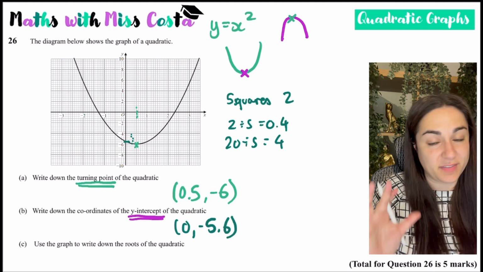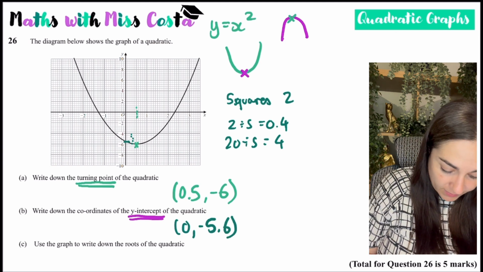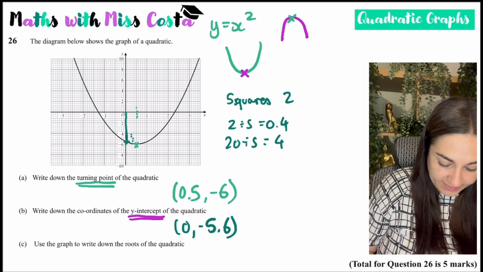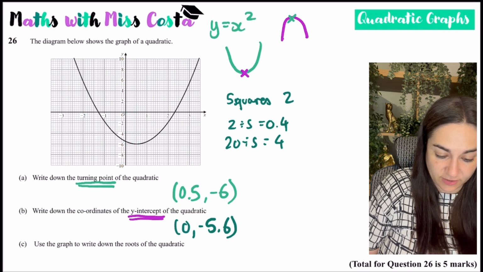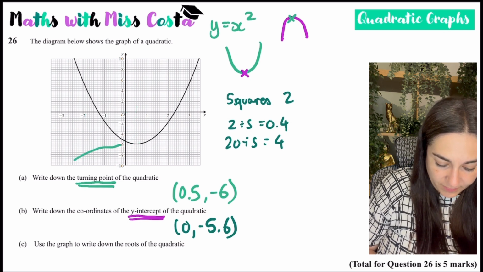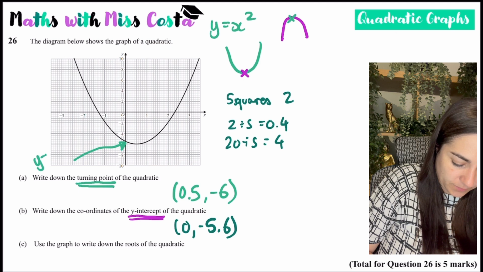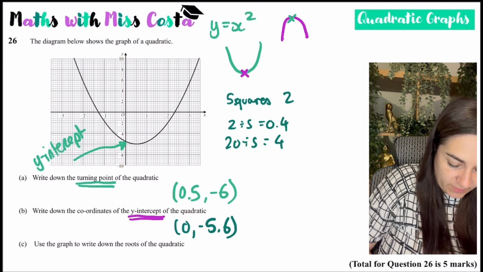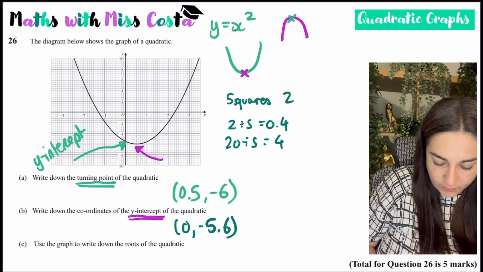So the y-intercept, the x-coordinate is always going to be 0, and the y-coordinate is literally going to be the point where it touches the graph. So that's the y-intercept. Over here is the turning point.